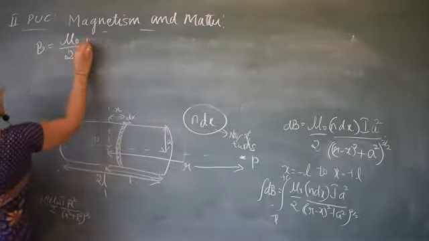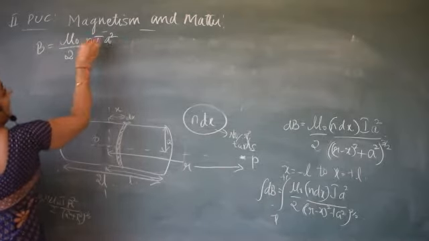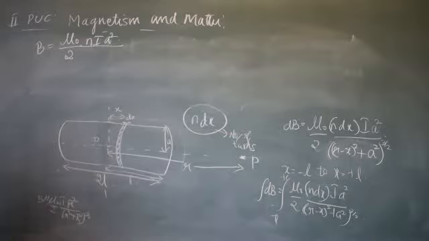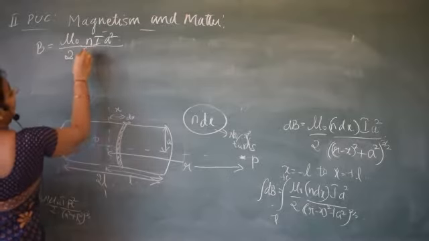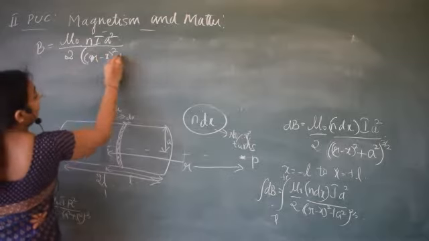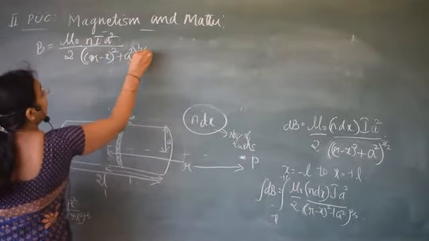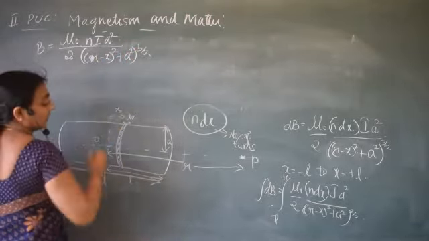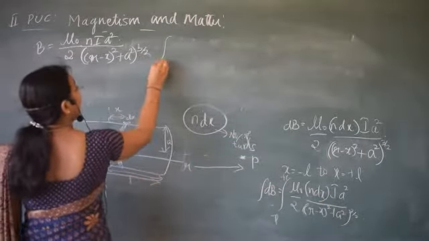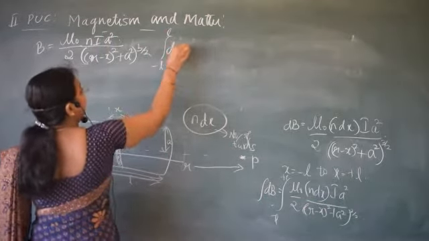n, I a square divided by what? Is anything constant here which I can take outside? Yes. r minus x square plus a square to the power 3 by 2 is constant. This full term is constant. Only the varying quantity is dx. So integration of minus L to plus L into dx.